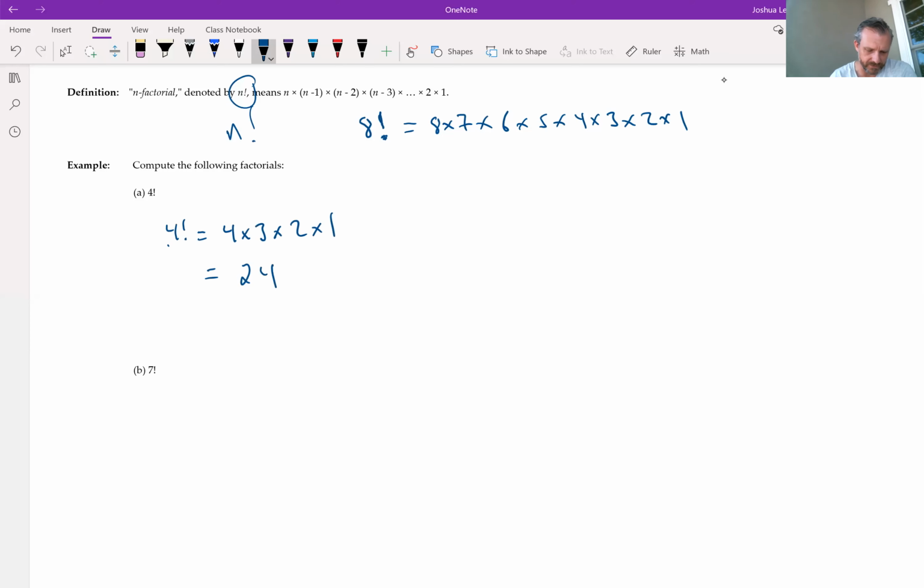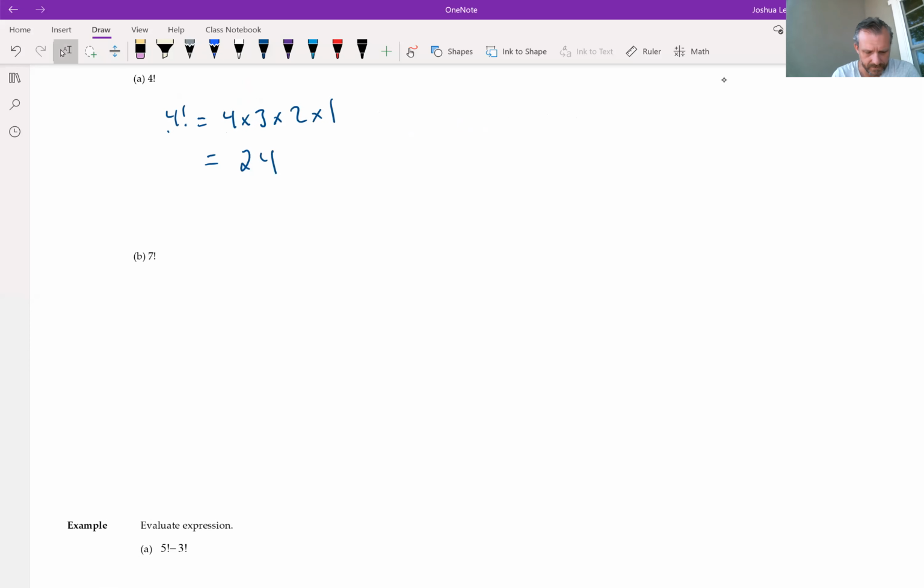How about 7 factorial? Well, 7 factorial is going to be 7 times 6 times 5 times 4 times 3 times 2 times 1, which, let's see what we get. 5,040. Okay.